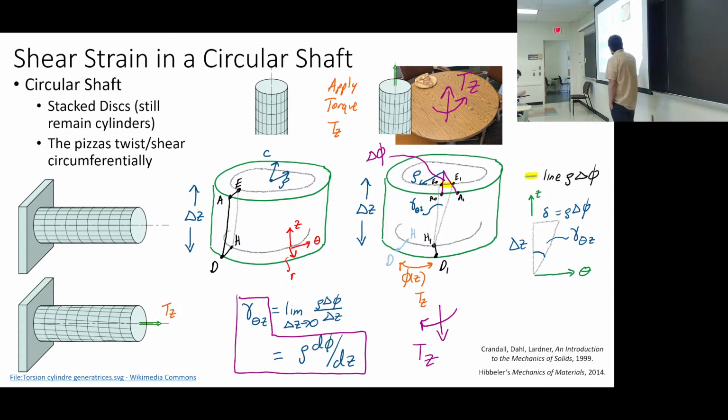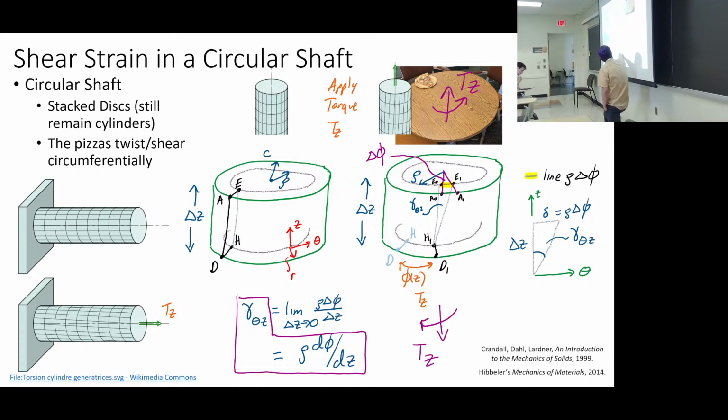So anyway, shear strain can be thought of as rho delta phi over delta z, right? Remember, because we said that was the tangent. The tangent of this angle is rho delta phi over delta z.